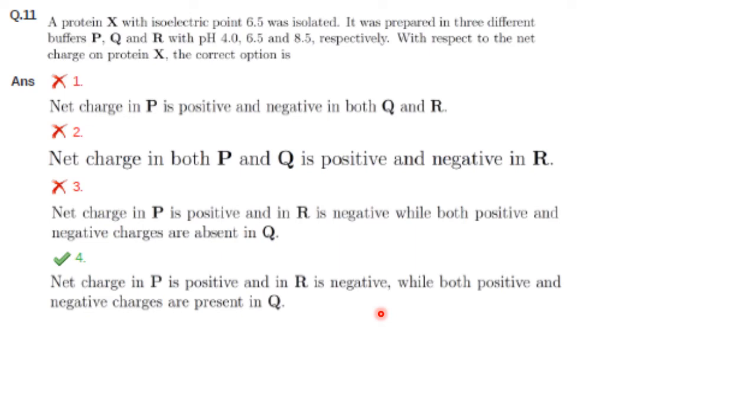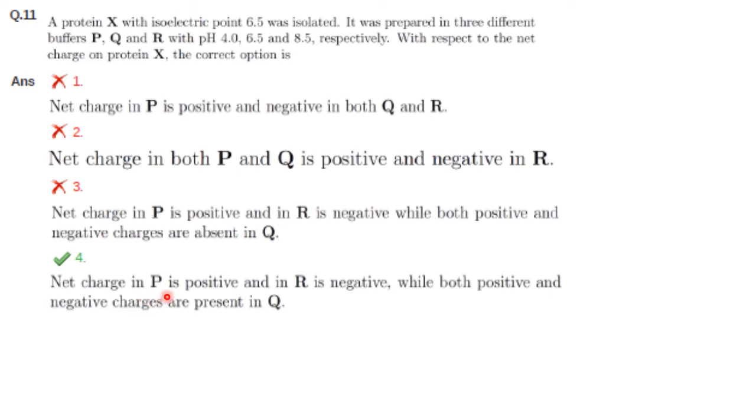Then if you take the option Q, it is having pH equal to pI, that is 6.5 equal to the isoelectric point 6.5. So Q is having a net charge of 0. Or else we can say that both positive and negative charges are present in Q. So that is correct. Now we will see for the net charge in P.